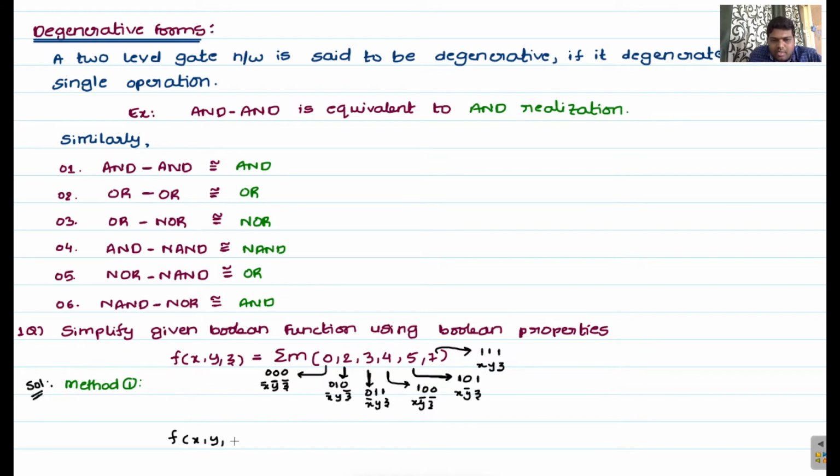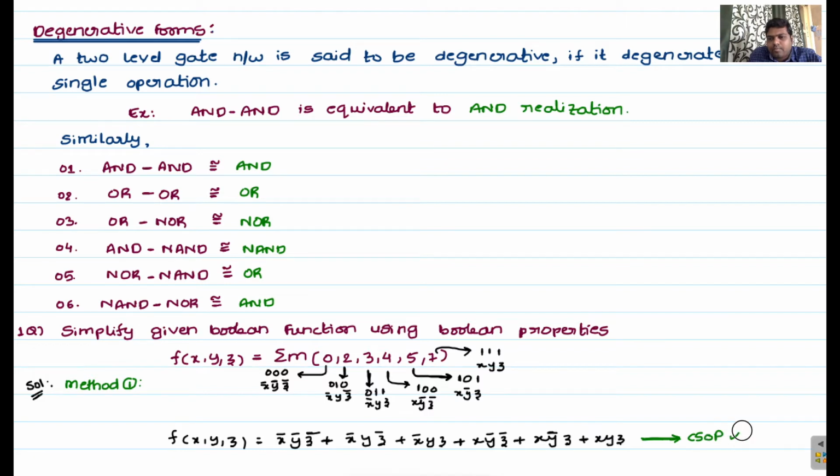Now you can write f(x, y, z) = x bar y bar z bar + x bar y z bar + x bar y z + x y bar z bar + x y bar z + x y z. This is your complete Boolean expression, and each and every product term contains every literal. That's why it is called the canonical sum of products. This is your canonical sum of products.